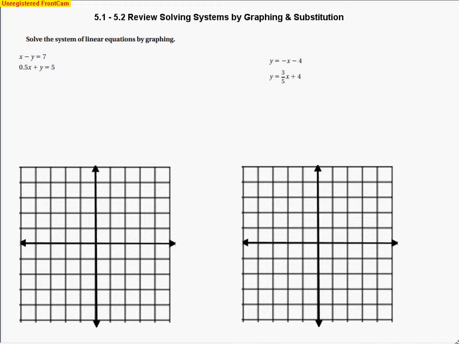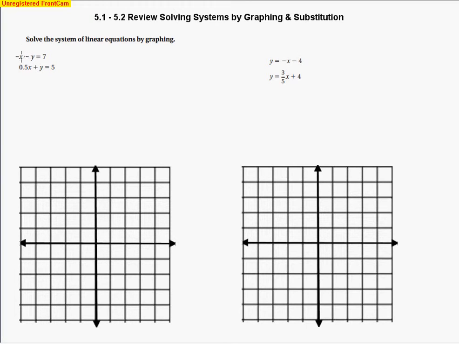This is the tutorial on review 5.1, which is systems of equations by graphing and substitution. So let's go ahead and solve one by graphing here. And when we do that, what we're going to end up trying to do first is modify these equations to put them in slope-intercept form. It makes it a little bit easier to graph.